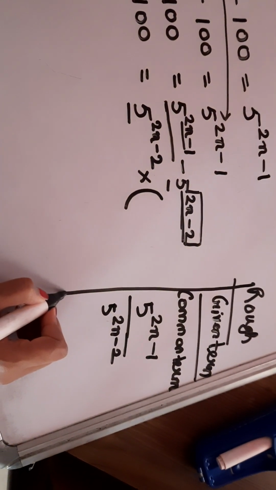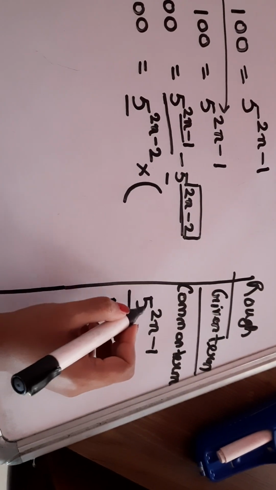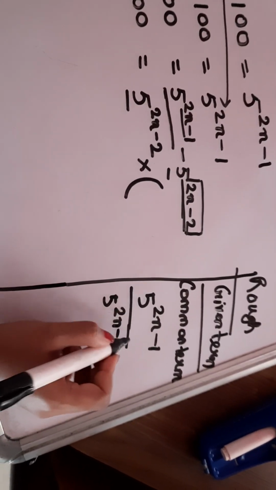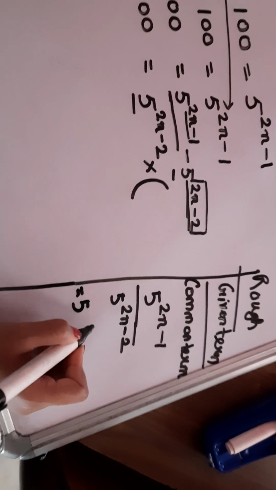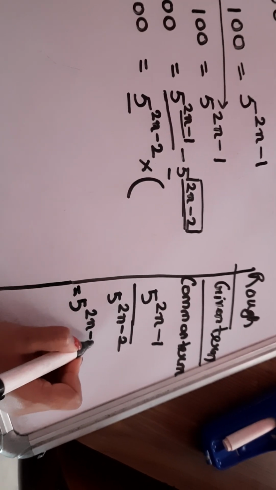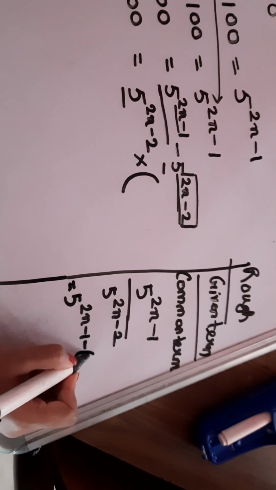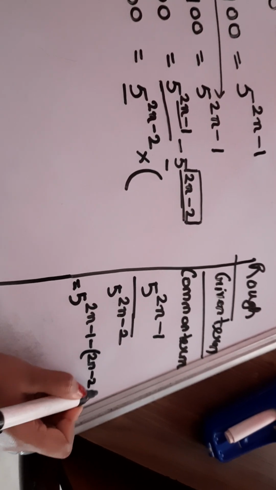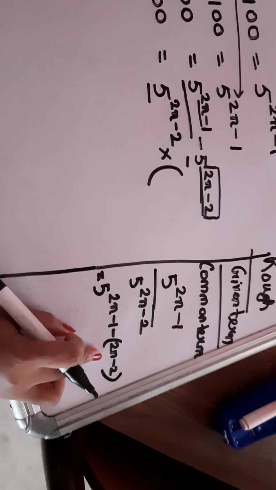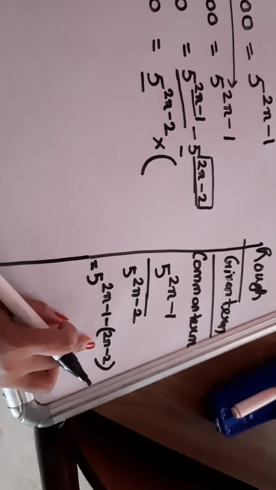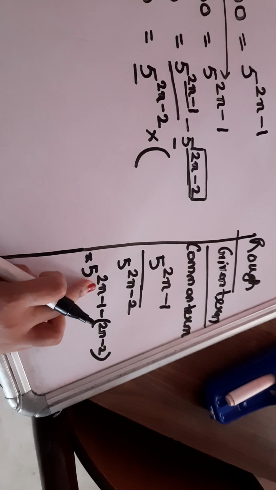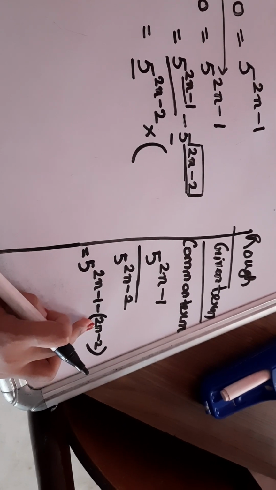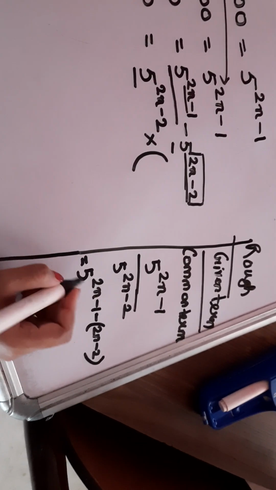Now we will apply the law of exponents here: the bases are the same and this is a division sign, so the powers will get subtracted. So it will become 5 to the power 2n minus 1 minus, and we will put a bracket, 2n minus 2. Why a bracket here? Because we are subtracting both these terms, 2n minus 2 from this 2n minus 1. So we will put this 2n minus 2 term within a bracket.